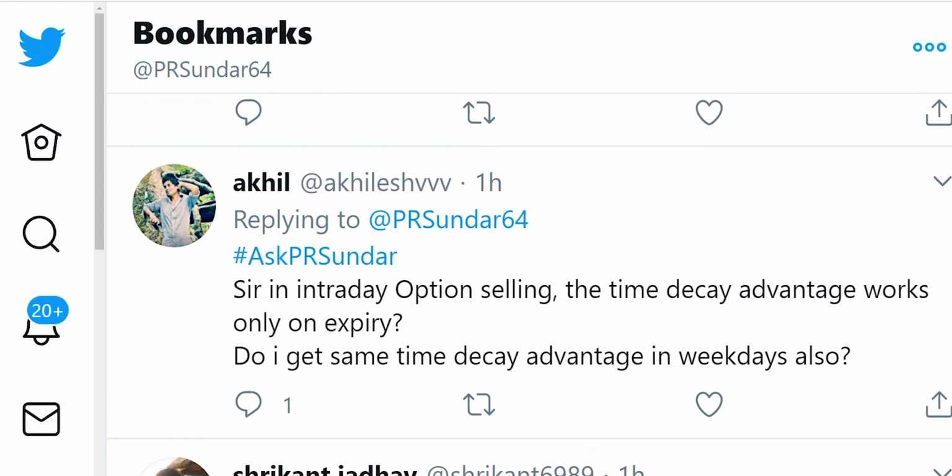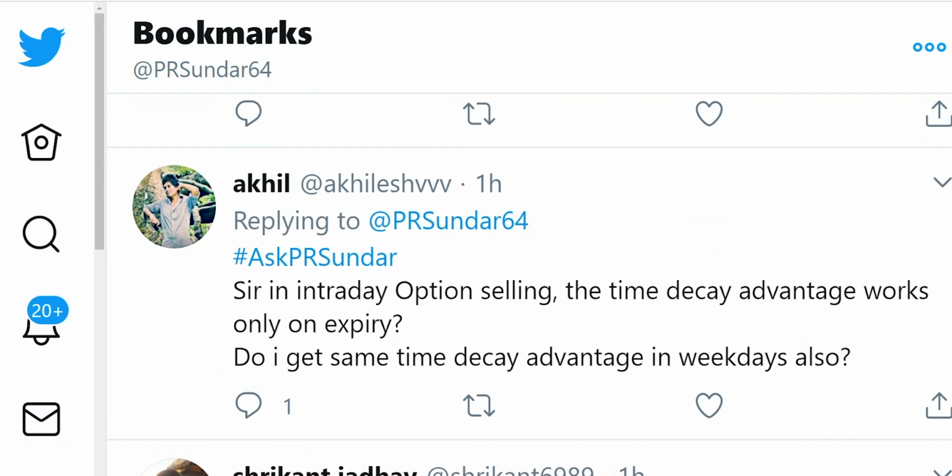Next one, Akhil. In intraday option selling, the time decay advantage works only on expiry. Do I get the same time decay advantage in weekly also? Actually, the answer is there in his question itself. He has stated very clearly, time decay advantage works only on expiry. The time decay will be proportional to the expiry time. Say for example, if you have 1 week expiry, at the end of one day, only 1/5 of the time is gone. So the time decay is only 20% of the total time. At the same time, on the expiry day, from 9:15 to 3:30, the entire time has decayed, which is a 100% decay.